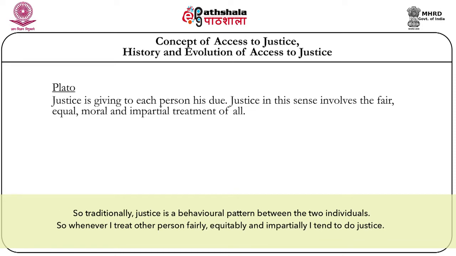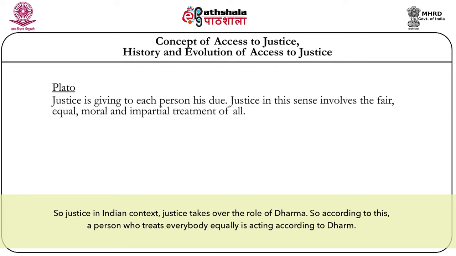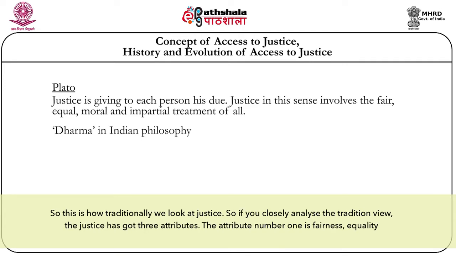So, traditionally justice is a behavioral pattern between two individuals. Whenever I treat another person fairly, equitably and impartially, I tend to do justice. In the Indian context, justice takes over the role of dharma. According to this, a person who treats everybody equally is acting according to dharma. This is how traditionally we look at justice.